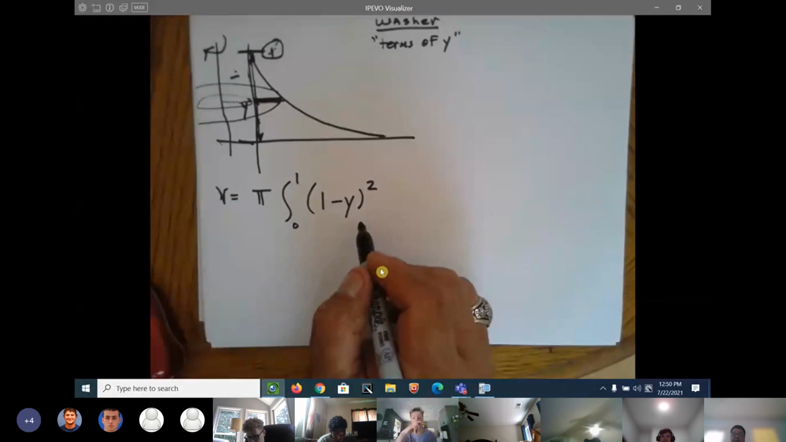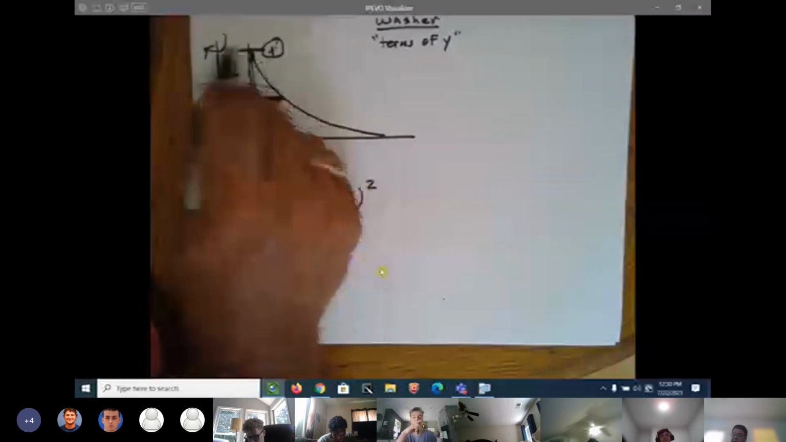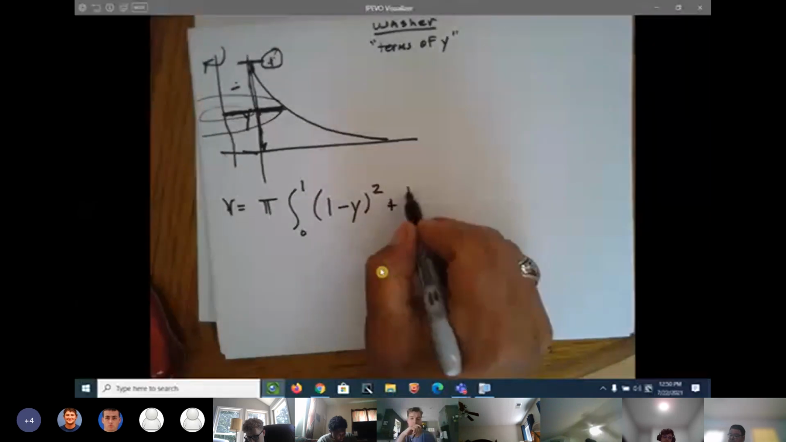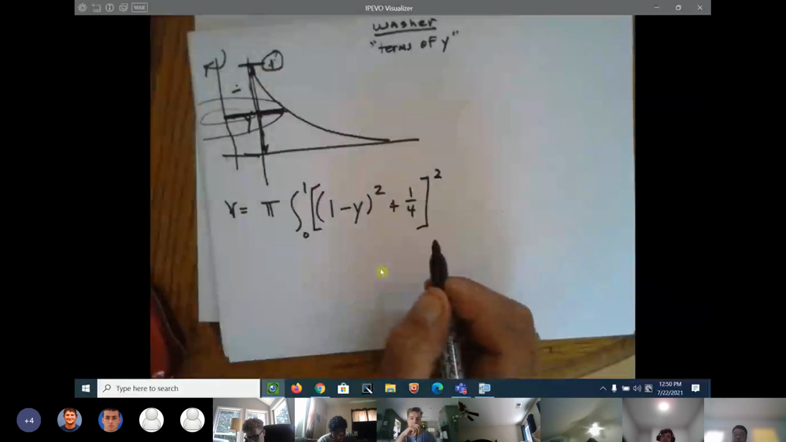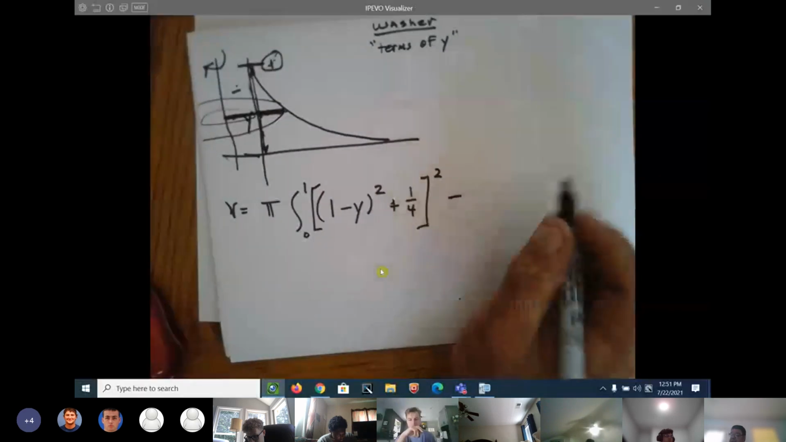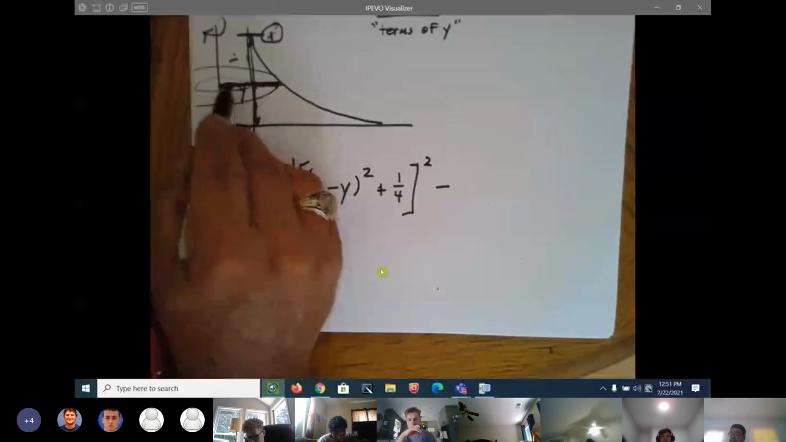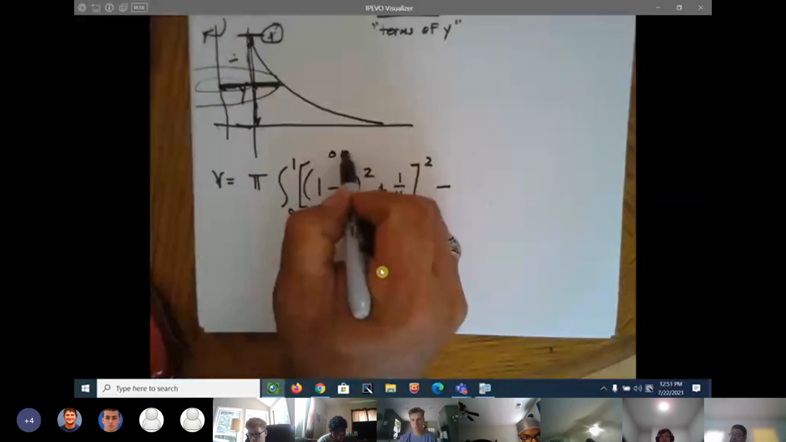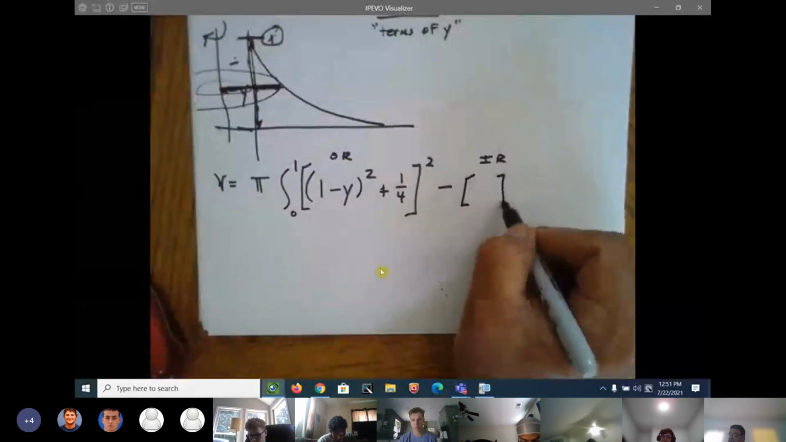And then you also have to take into account that you've got this distance right here rotating around, and that's going to be plus 1/4. And all of that is squared, then minus the distance from here to here, and that's the inside of your washer. That's the inside radius. This is the outside radius. Is 1/4.